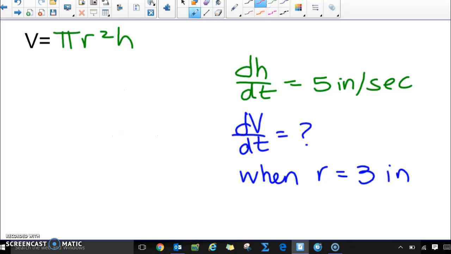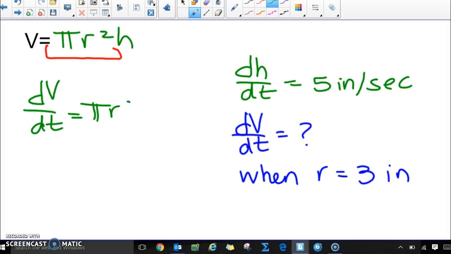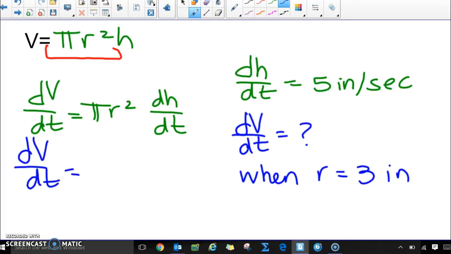So we're saying that we're going to treat the radius like a constant. So the pi r squared is just going to be treated like a constant. So the derivative of the left side will be dV/dt, the right side will be pi r squared, and then h's derivative, which is just going to be dH/dt. If I'm looking for dV/dt, well, that's the unknown that I want.